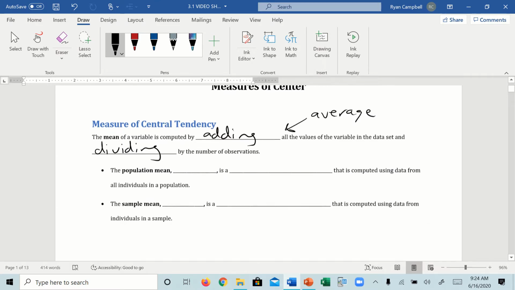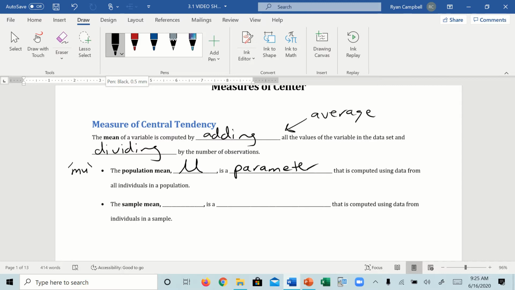And we have two different types of means that we'll talk about in this class. We have one for a population and we have one for a sample. So the population mean is the big one for every single person in your population. The way we write this is with a Greek letter mu. It kind of looks like an M and a U had a baby. It's important to know that. So this mu is going to be a parameter, computed from all the individuals in the population. The reason why it's a parameter is because it's for a population.